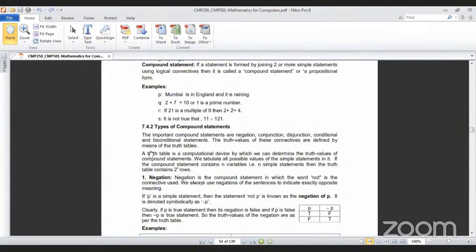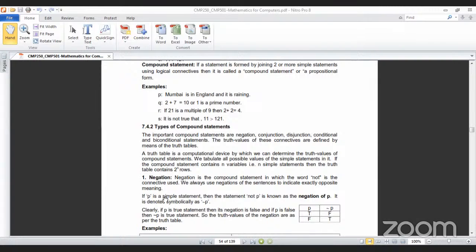Now in compound statements, we have to define the types of compound statements. Now see, when you're forming a truth table, na, if you're having two of them, at that time, you will have how many rows? There will be two each, means total you have to have four values. See here, when you're having P and Q, let's go by your textbook only.